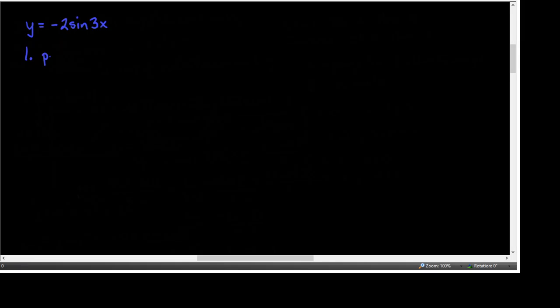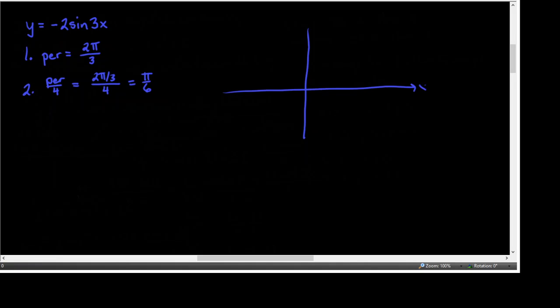First, the period is going to be their normal period for sine, which is 2 pi, divided by the absolute value of b. Since b is always positive here, we can just say divided by 3. Then, for step 2, I would then divide the period by 4. So 2 pi over 3 divided by 4 simplifies to be pi over 6. And so what that means to me is that when I go to graph this, on the x-axis, I'm going to make a mark every pi over 6.